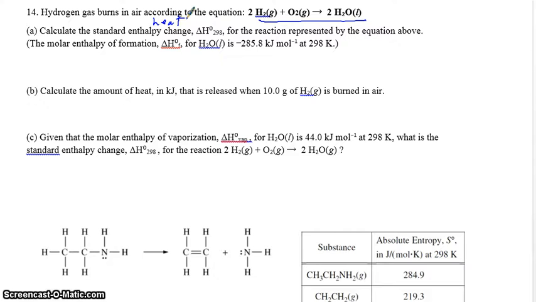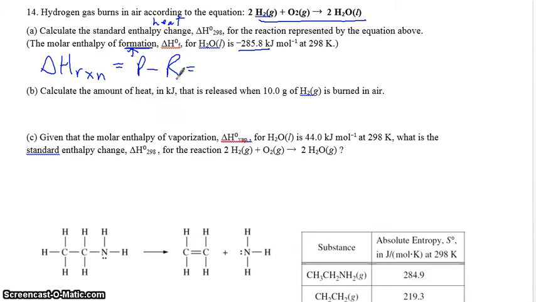Now they tell us that the molar enthalpy of formation, remember these are the numbers in the back of the book, each compound has a heat of formation, how much heat it takes to form it. They tell that to us for water, which is negative 285.8. Now in order to get the delta H for a reaction, you can do products minus reactants. Remember, the heats of formation of the products minus the heats of formation of the reactants.